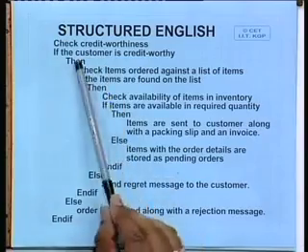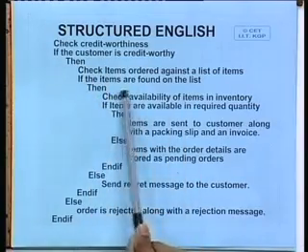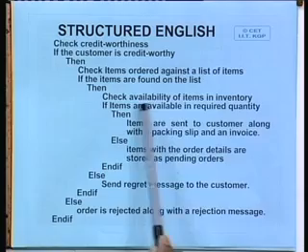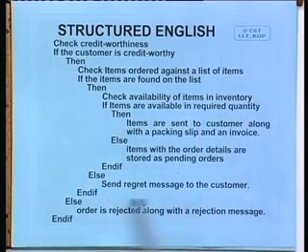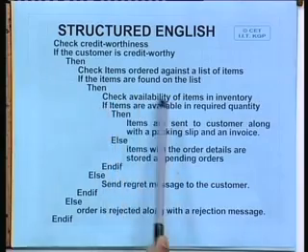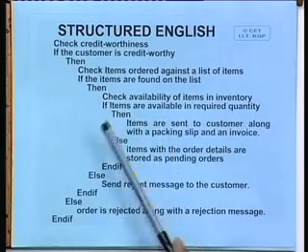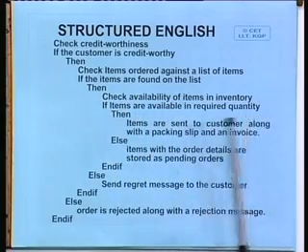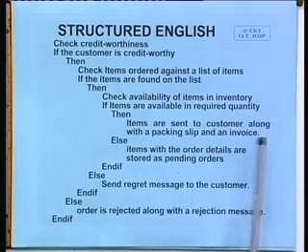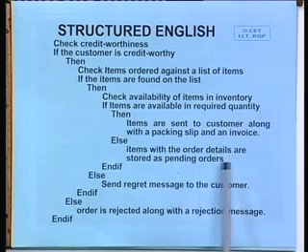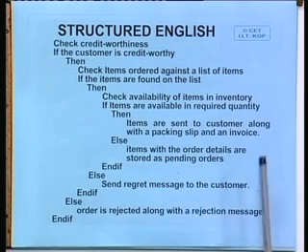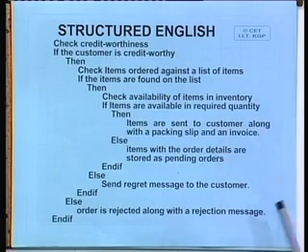But within the then part we have another if: if the items are found on the list, then check availability of items in inventory, else send regret message to the customer, end if, right. Then another if is there within this then part. If items are available in required quantity, then items are sent to customer along with a packing slip and an invoice, else items with the order details are stored as pending orders. See, these full stops you can ignore. Basically these full stops should not be there. It is a structured English statement as such.